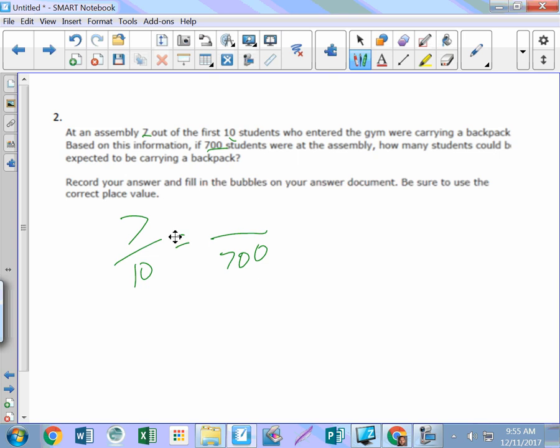So we set up a proportion. We're going to cross multiply here. 7 times 700 is 4,900. And then we're going to divide by 10. Let's just move the decimal over one time. So you should have gotten 490.